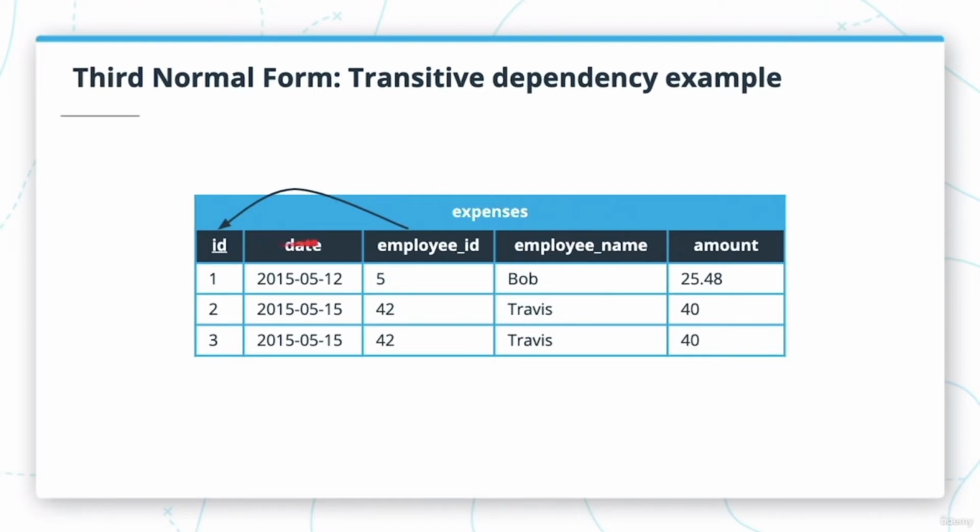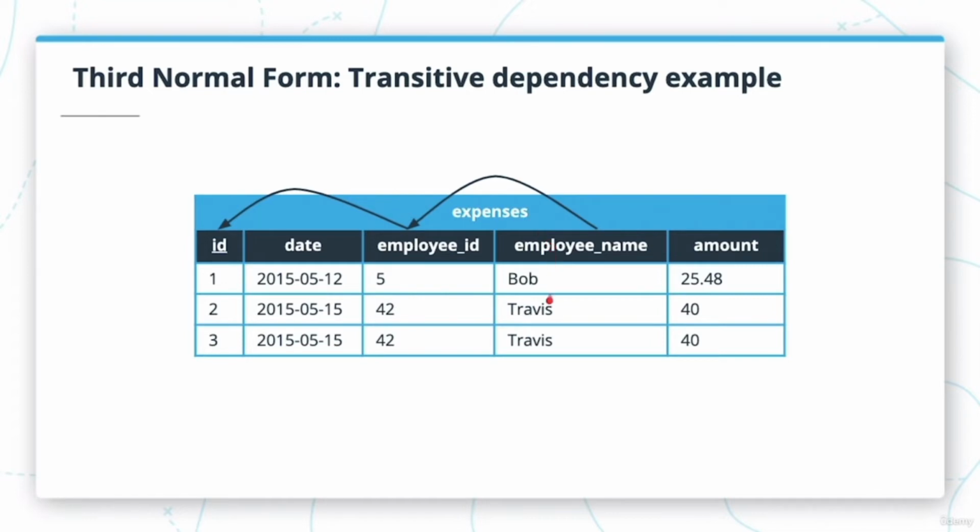But there's something hidden here, which may not be immediately straightforward. This employee name column actually, yes, does depend on the primary key of the expenses table, but it depends on it through the employee ID column. What I mean by that is that if I only have the employee ID column, then I have all the information that I need to qualify this expense. Knowing that employee ID number 5 is Bob is important information, but it does not need to be part of the expenses table. The expense table should only describe expenses and should not be describing employees.